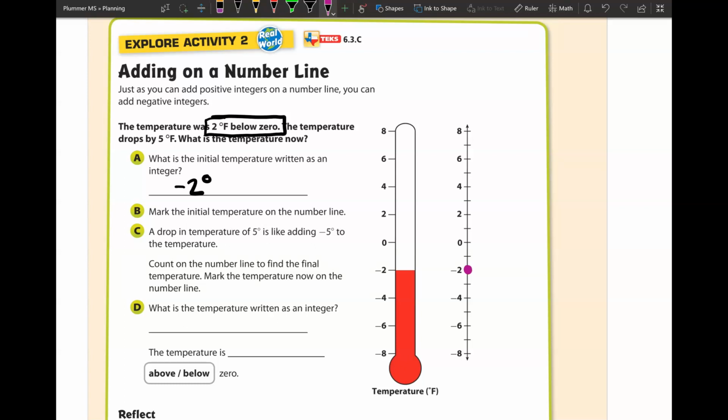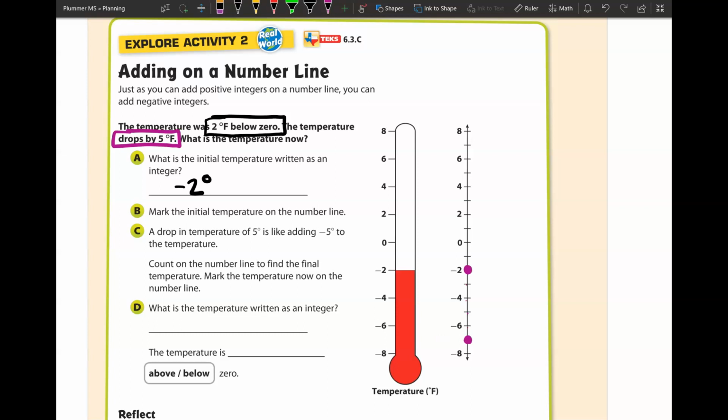C. A drop in temperature of 5 degrees is like adding negative 5 to the temperature. Count on the number line to find the final temperature. Mark the temperature now on the number line. So I need to go down 5 because it dropped by 5 degrees. So I'm going to go down 5. So 1, 2, 3, 4, 5.